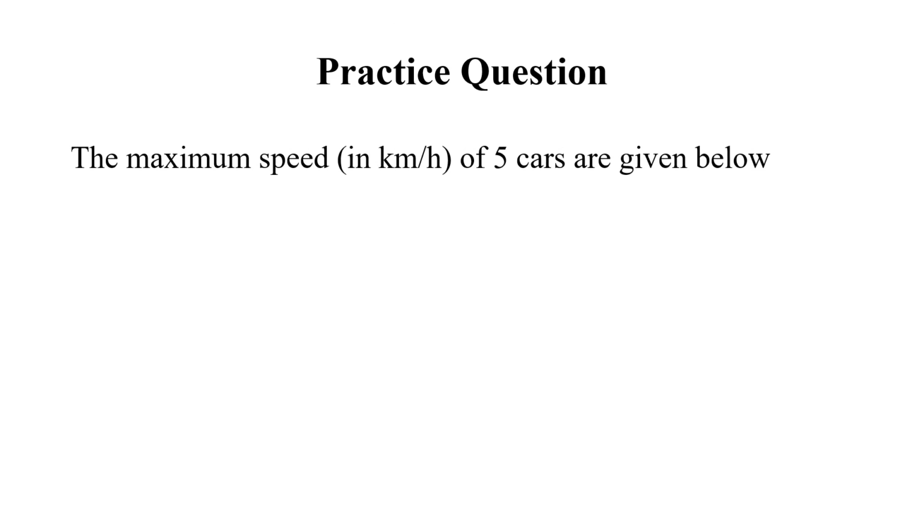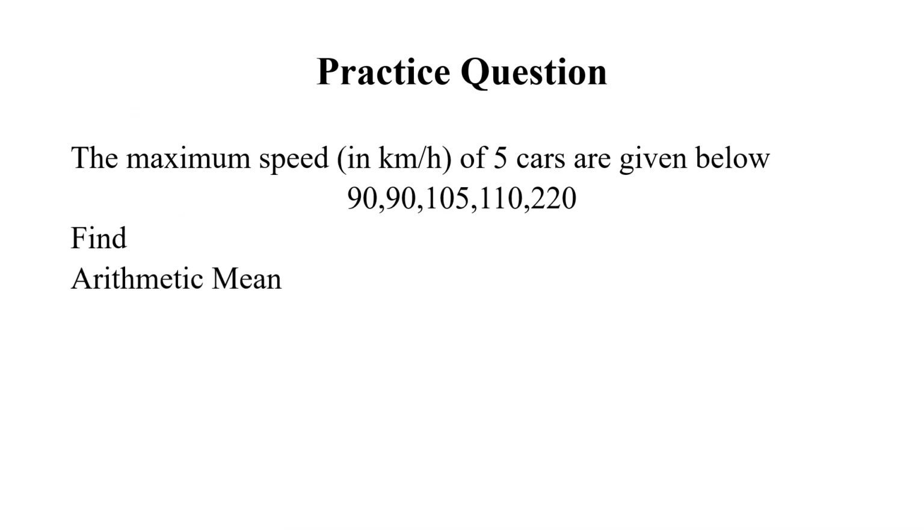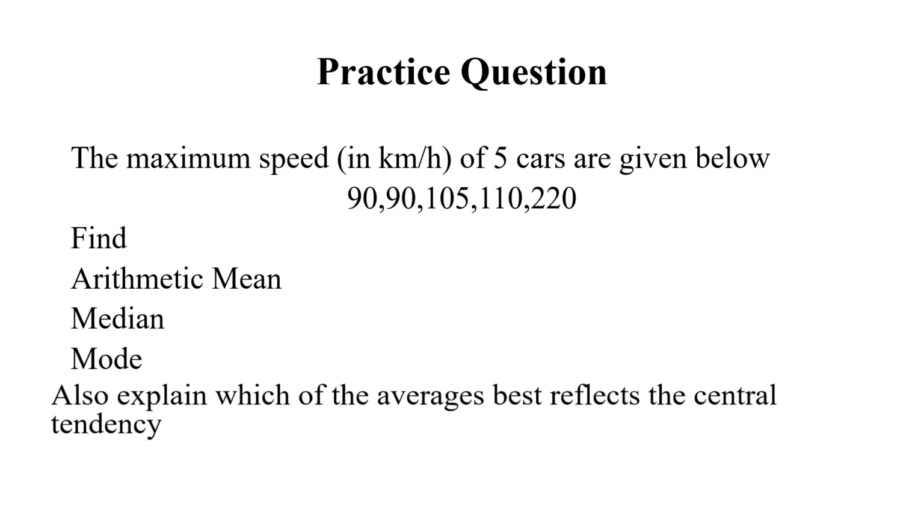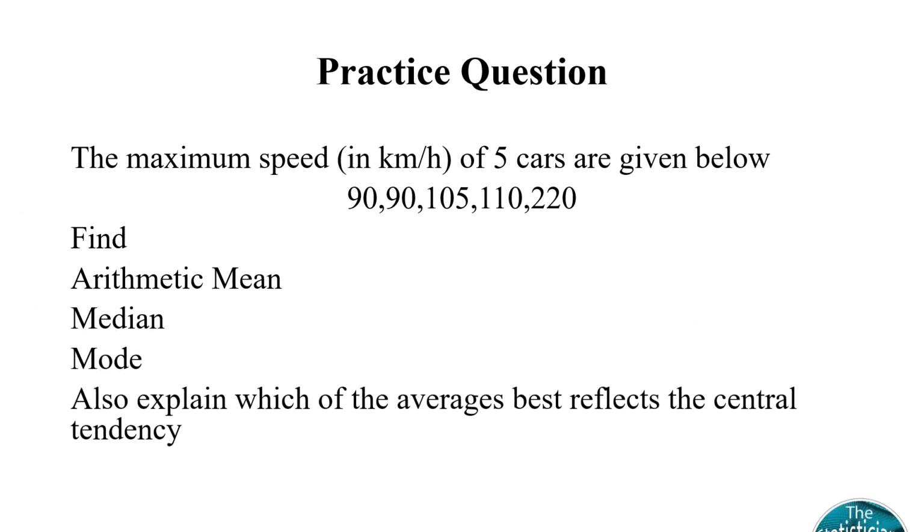The maximum speed in km per hour of 5 cars is given below: 90, 90, 105, 110, 220. Find the arithmetic mean, median and mode. Also explain which of the averages best reflects the central tendency.